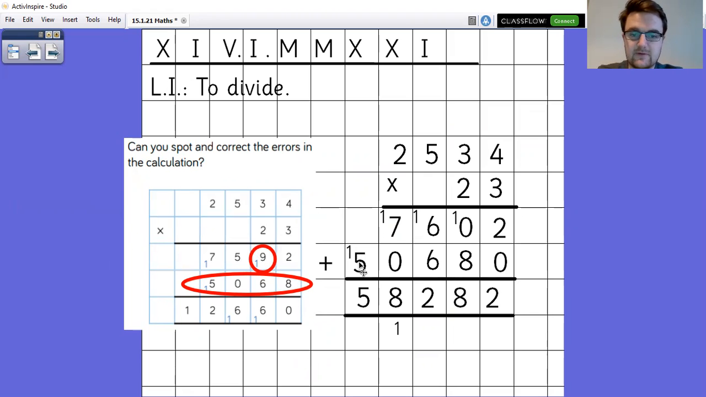And with the bottom one, they've forgotten to put the placeholder there. They've done 4 times 2 instead of 4 times 20. We know that it's 20 because the 2's in the tens column. 4 times 20 is 80. The rest of it is fine, but it means that they got a very different answer to what the correct answer is. Hopefully you were able to find those mistakes.